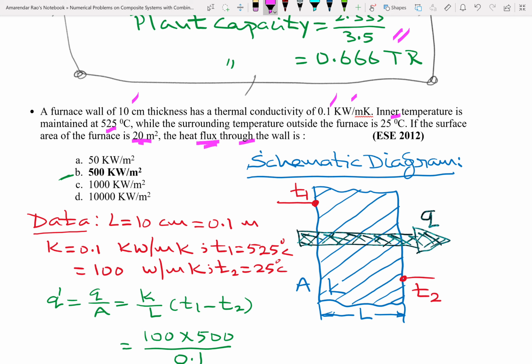here there are two peculiarities. One is K is given in kilowatts, so multiply by 1000 to have 100 watts. Second thing is that yes, area is given, but you want to calculate heat flux. Heat flux is heat transfer rate per unit area. Therefore, area is redundant. We may not use it in our calculations. Got four options: 50, 500, 1000, 10,000 kilowatt per meter square.